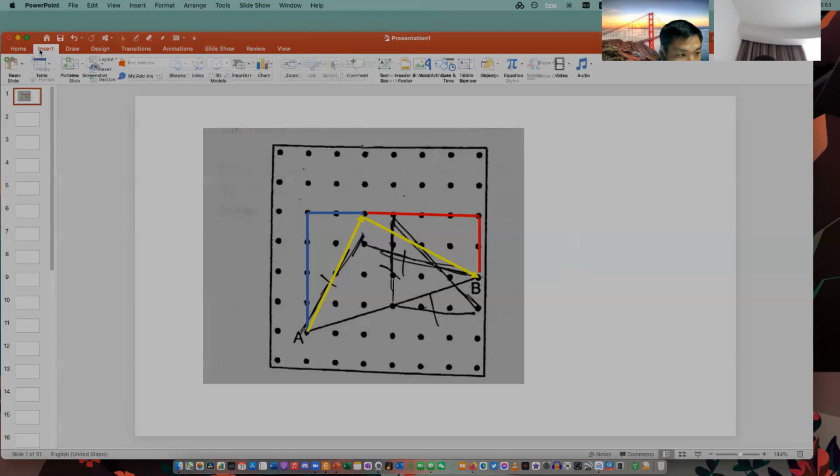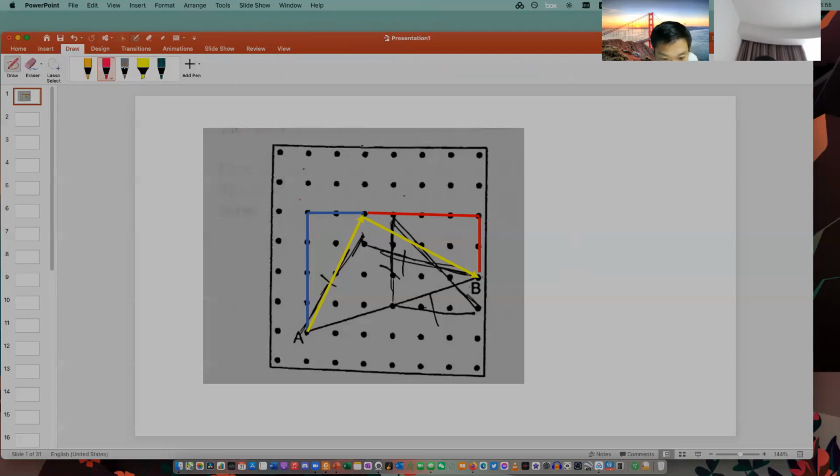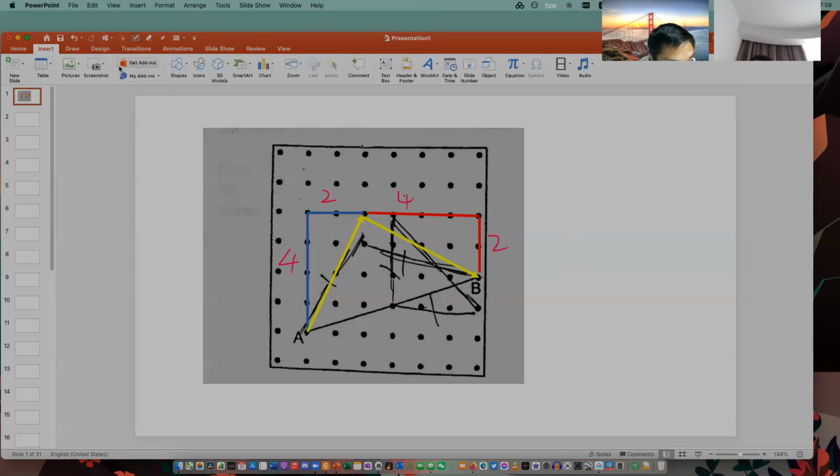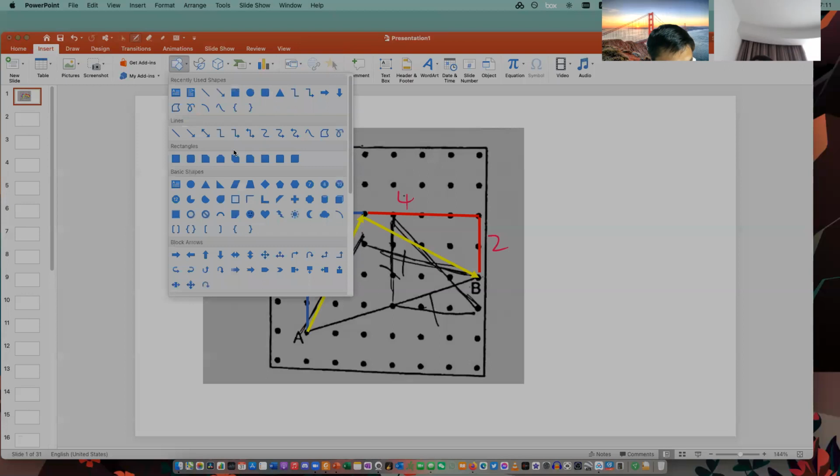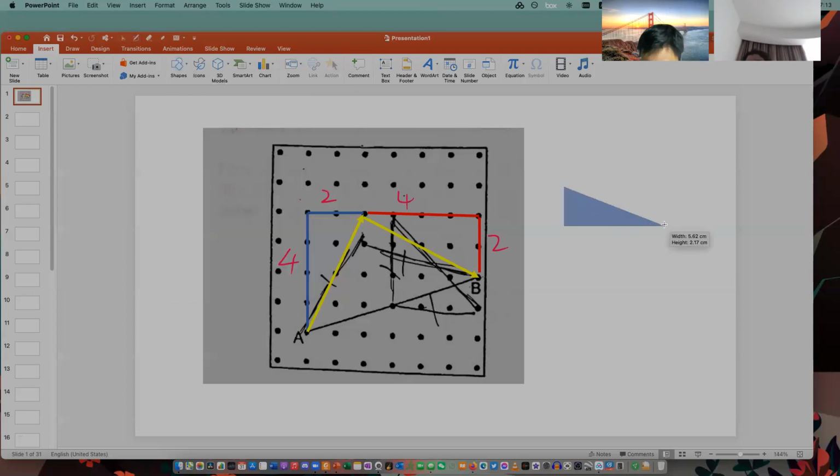Why? Because I make use of the dots here. So what I do here is I know over here is 4 units up and then 2 units to the left. So similarly, here is 4 units to the right and then 2 units down. So can you see that these two right angle triangles? Let me demonstrate to you.